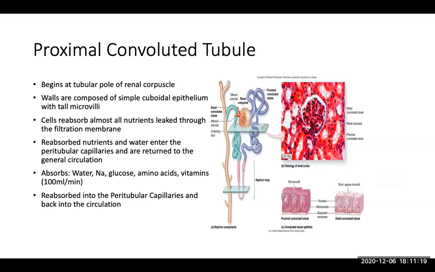The proximal convoluted tubule begins at the glomerulus, the tubular pole of the renal corpuscle. The cells will reabsorb almost all the nutrients leaked through the filtration membrane. It absorbs water, sodium, glucose, amino acids, and these molecules will be reabsorbed into the peritubular capillaries, which surround the proximal convoluted tubule, and take them back into blood circulation.